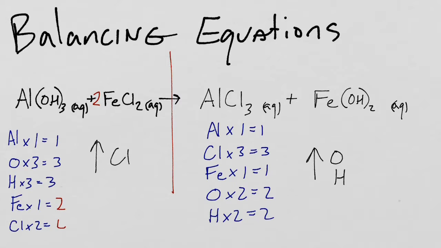We need to do something to both sides that'll give us the same number of chlorines, and that's the best place to start. So let me show you what I would do. I would put a 3 here in front of the iron 2 chloride and a 2 in front of the aluminum chloride, because this will give us 6 chlorines on both sides. That's the smallest number that we can get.